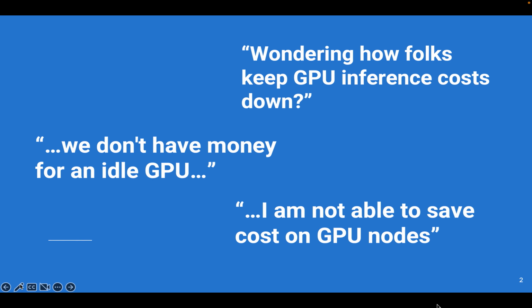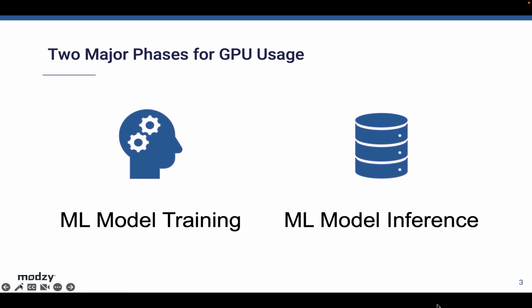So I've seen these quotes pop up in a couple of different communities that the Mozzie team is involved with, wondering about how other folks are managing their GPU inference costs, how to take advantage of idle GPUs, how to make sure there's as little downtime as possible. And it's not always obvious. There's a lot of different ways to do machine learning, but one of the unfortunate truths is that the hardware can be expensive.